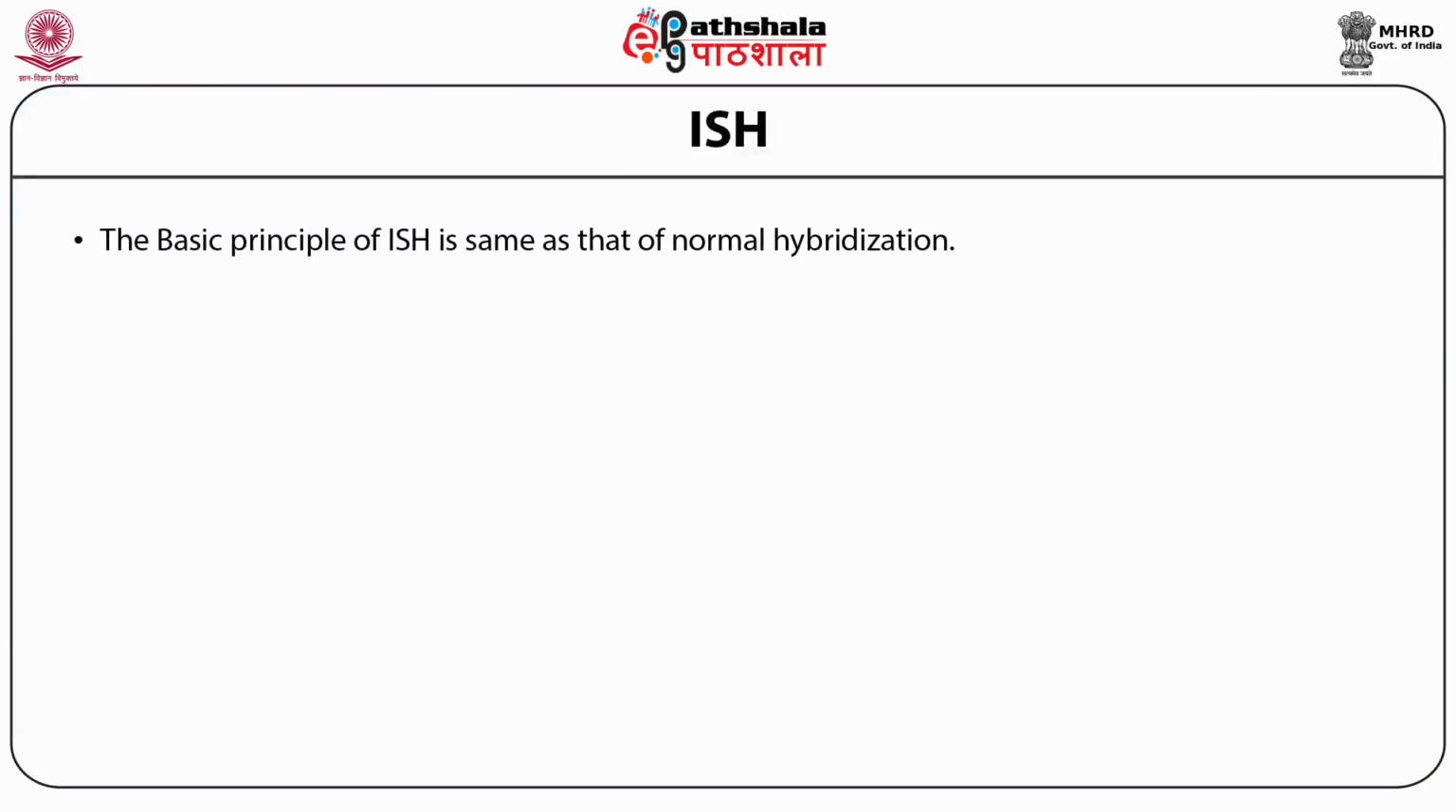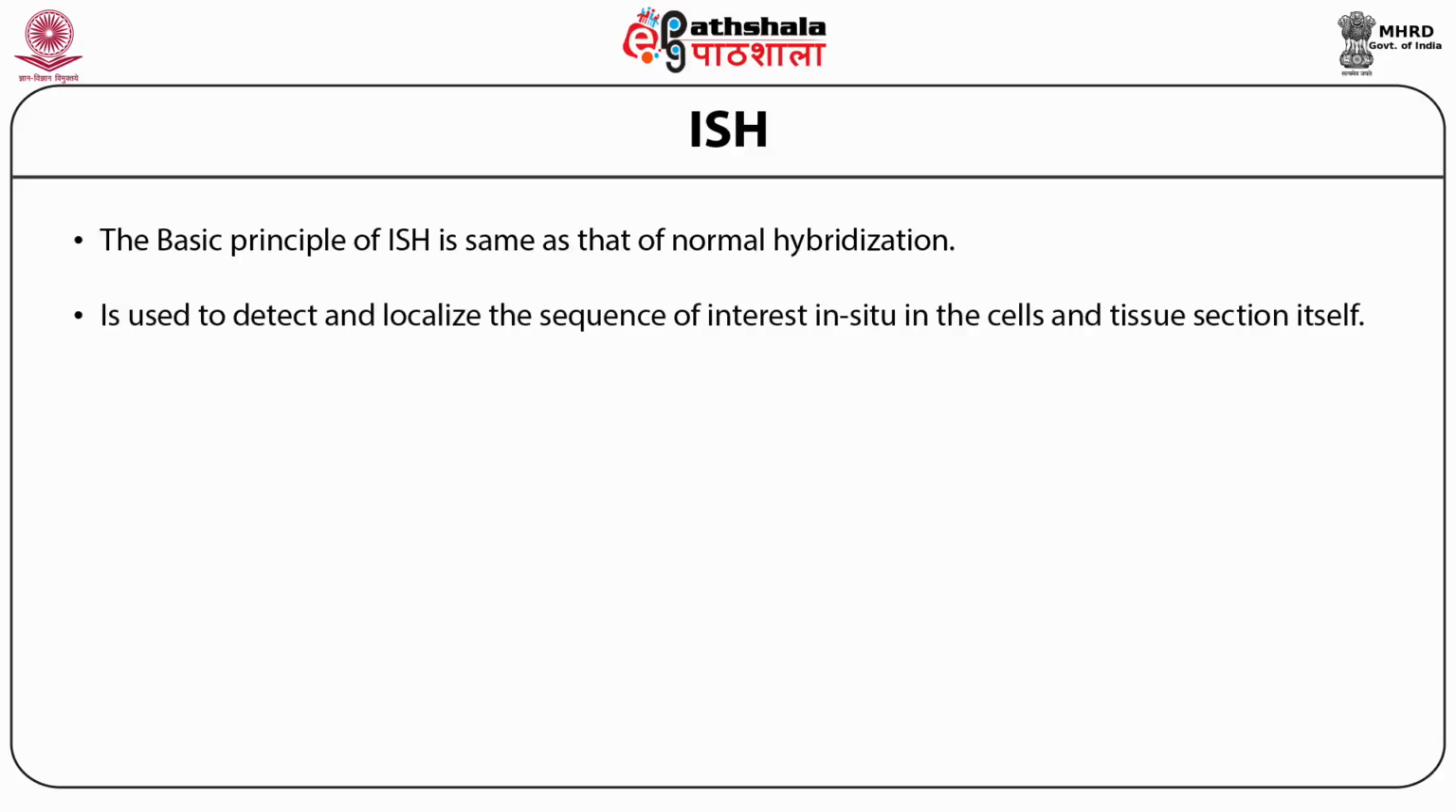The basic principle of ISH is the same as that of normal hybridization. In regular hybridization, DNA or RNA has to be isolated from cells, run on a gel, transferred on a nitrocellulose or nylon membrane, and then hybridized with complementary sequence of interest. ISH, on the other hand, is used to detect and localize the sequence of interest in situ, in the cells and tissue section itself. However, detecting the sequence in situ presents certain difficulties.